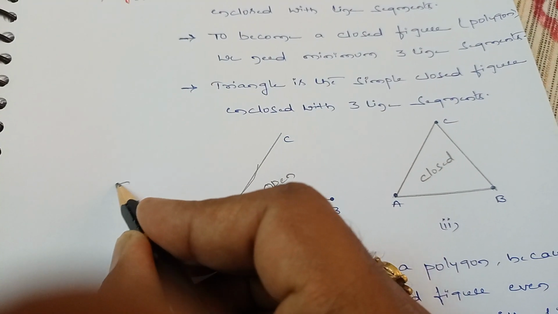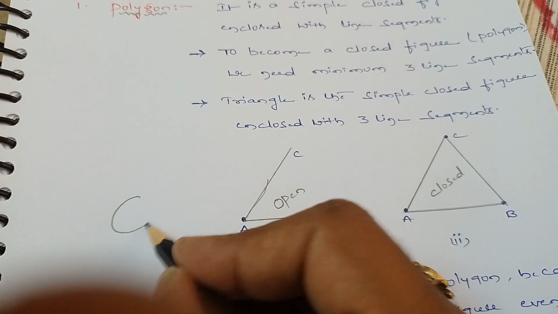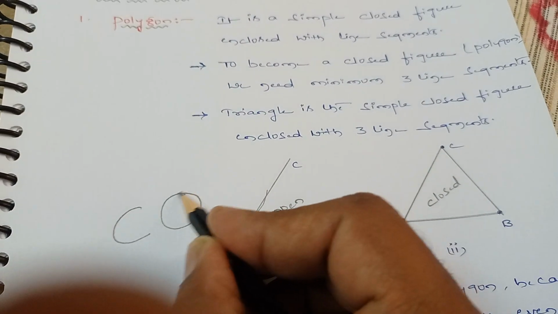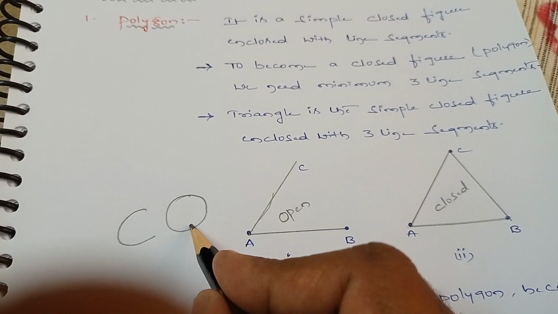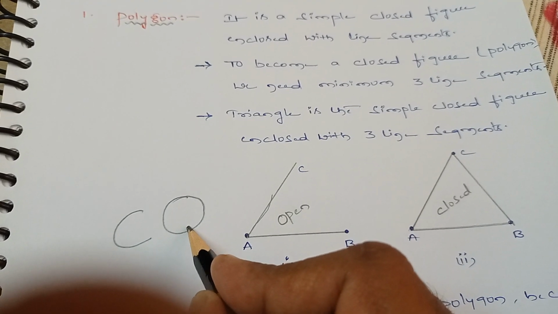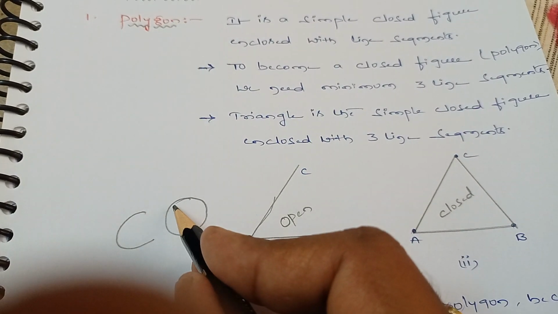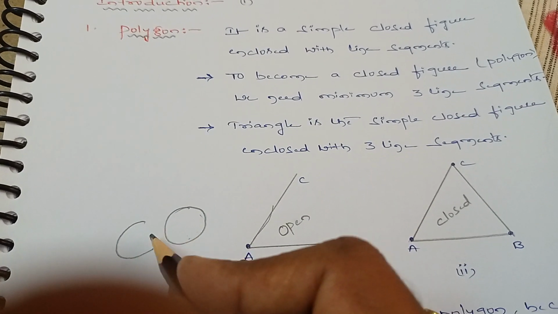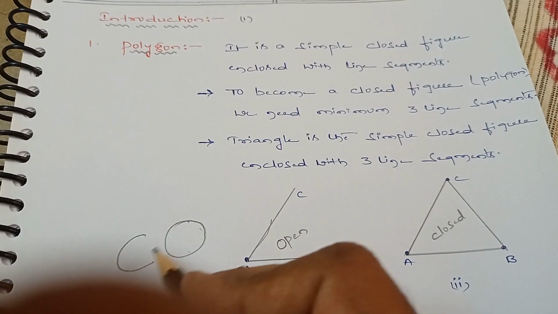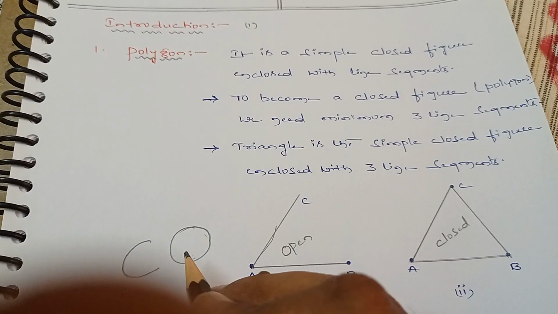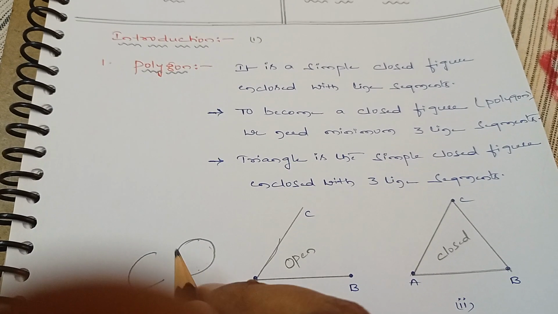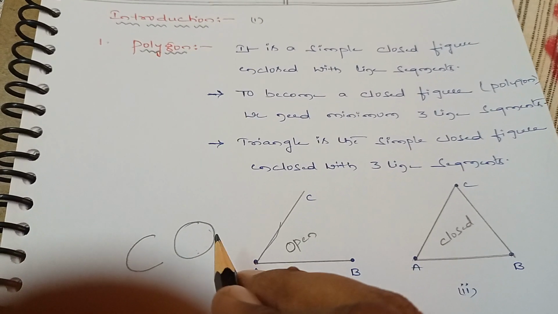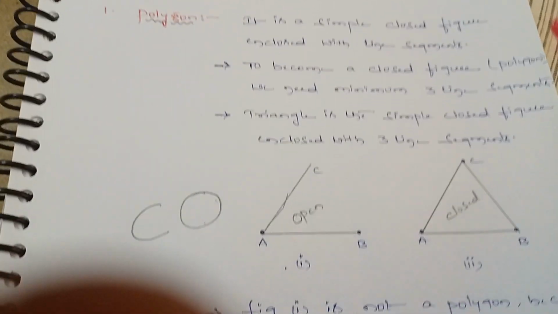Suppose I draw a figure like C and O. This is a closed figure, we accept it, but it is not enclosed with line segments, it is made of curves, right? So we don't deal with these types of figures as of now. We will deal with these curves in the further classes, not now. Now you concentrate on line segments and closed figures, that's it.